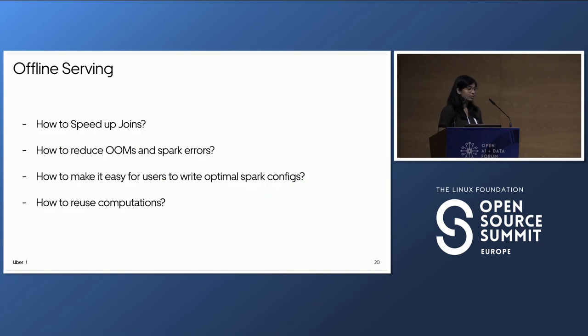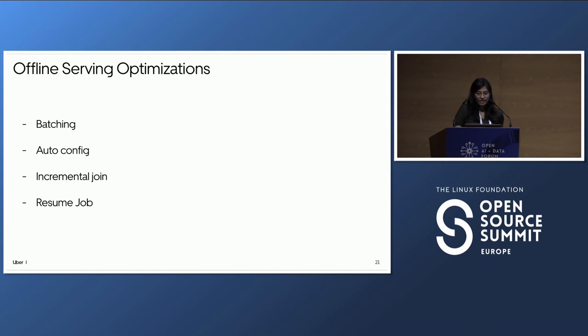Now, the fundamental problems with offline serving are these: how to speed up the joins? How do you do a cascading join over hundreds of terabytes of data? How to reduce out-of-memory Spark errors, how to make it easy for users to write optimal Spark configs, and how to reuse computations? Even when we do all those optimizations, some jobs do fail. How do we reuse all the computations that I've already done in the past and not do them again? So there are four fundamental optimizations we have done for our offline serving infrastructure.